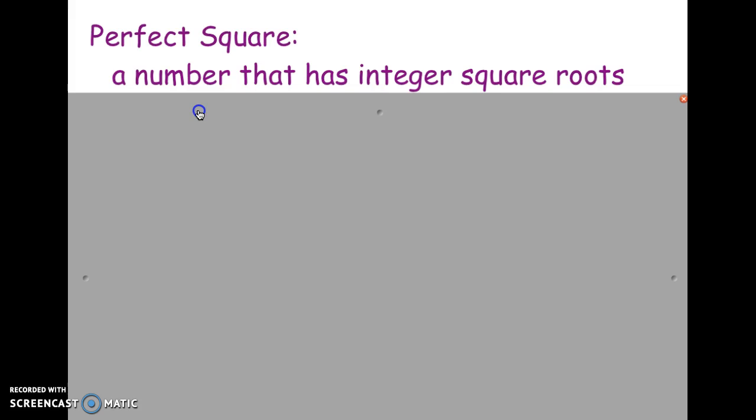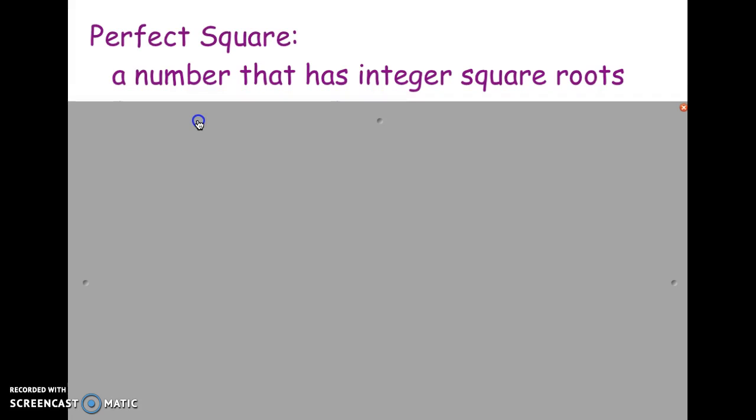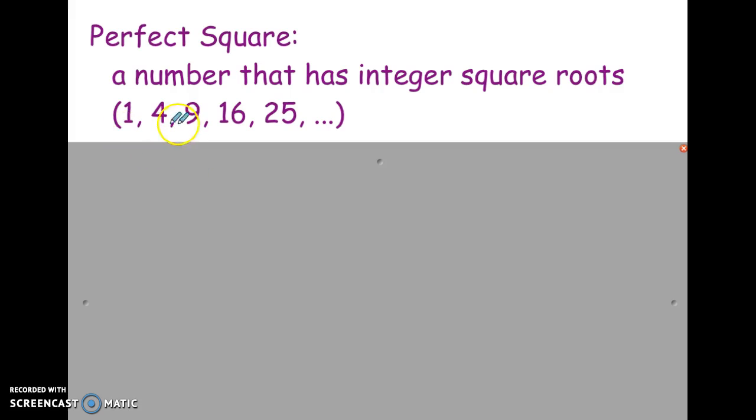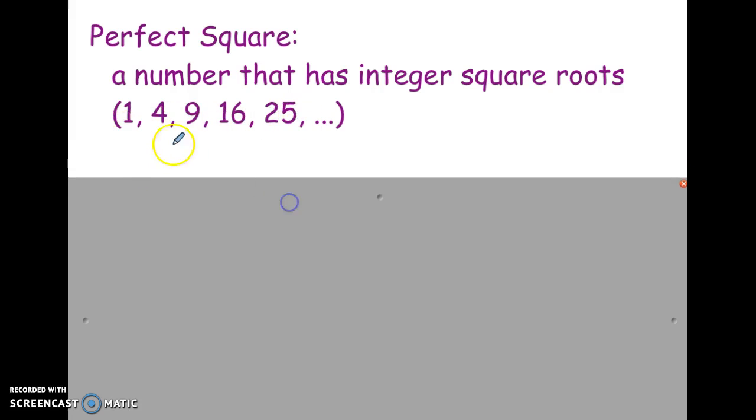A perfect square, another definition for you. A perfect square is a number that has integer square roots. For example, 1, 4, 9, 16, 25. That comes from 1 squared. 1 times 1 is 1. 2 squared, well, 2 times 2 is 4. 9, that's 3 squared. 3 times 3 is 9. 16 is 4 times 4, or 4 squared. 5 squared is 25, so on and so forth. So these are perfect squares because you're squaring a number.